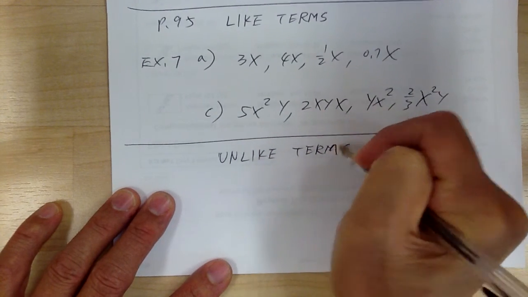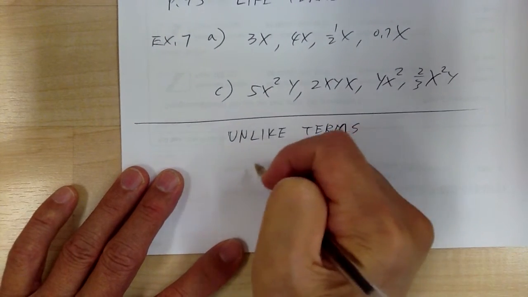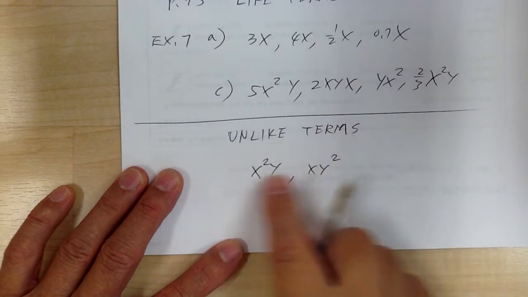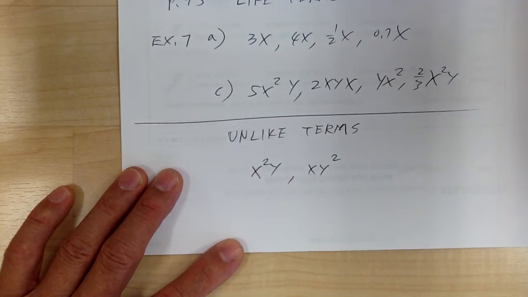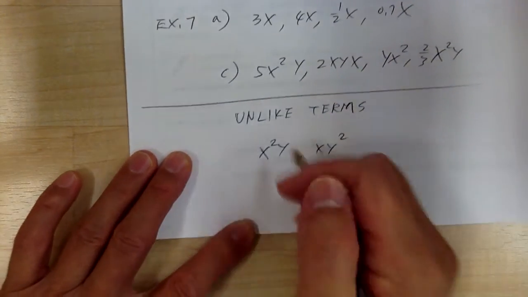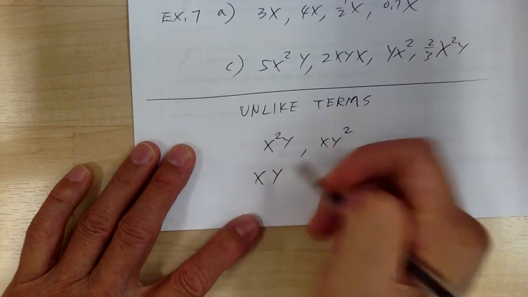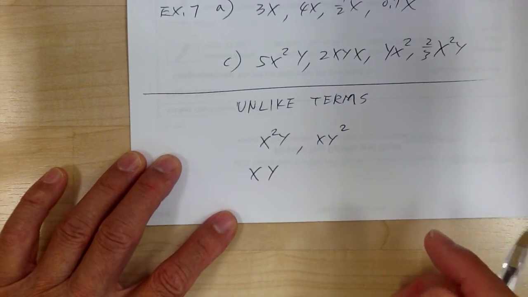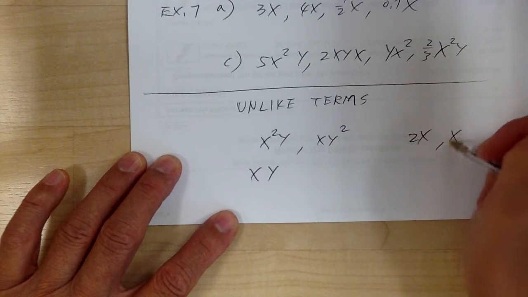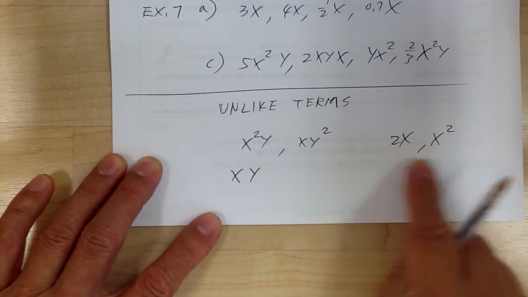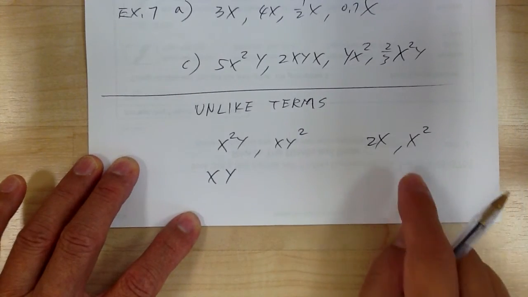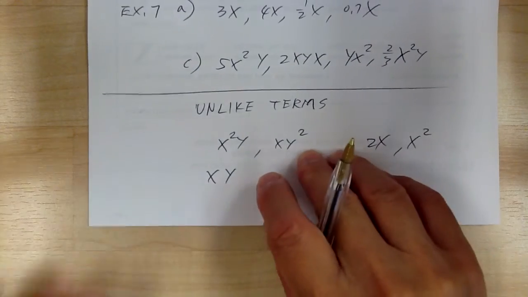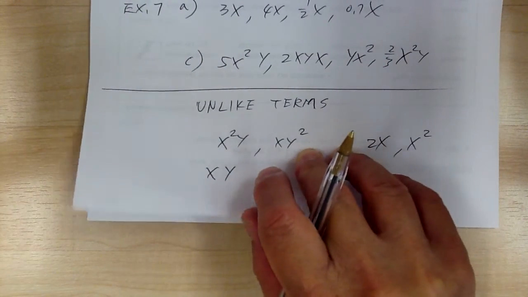Unlike terms are when the variables are different. For example, if you have a x squared y versus x y squared, again they're unlike terms. Or you can have x, y, again these are unlike terms because they are different. Now 2x and x squared are unlike terms. These are different things. So again, like terms means the variables are exactly the same. Okay? So make sure you know that.